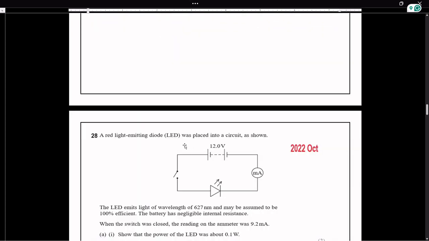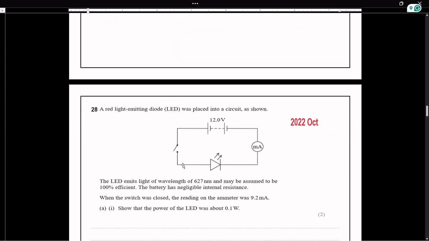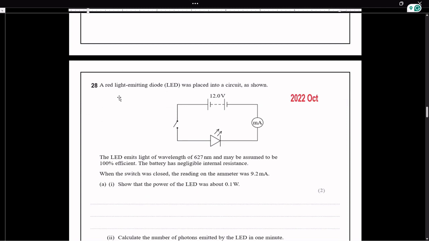Now let's move on to the next question. It is 22 October. A red light emitting diode was placed into a circuit. Everything is given here, the voltage. The voltage is given, it is 12 volt. The LED emits light of wavelength 627.